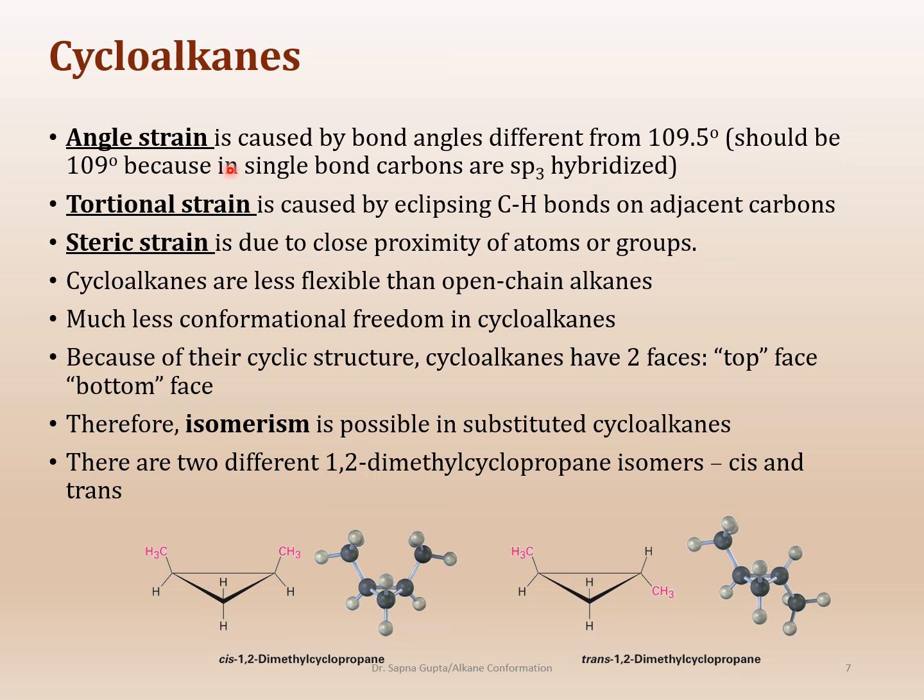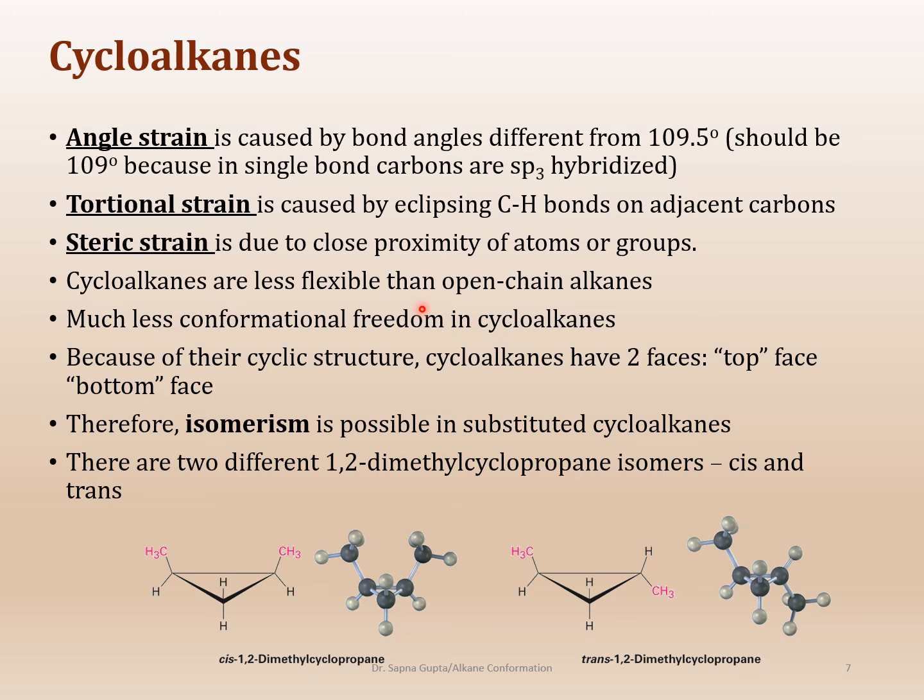So the angle strain occurs because the bonds can be different from 109. All alkanes are sp3 hybridized, so technically their bond angles should be 109. If it is anything different than 109, then it's not going to be very stable, and that is the angle strain. Torsional strain, again, is caused by the eclipsing of the CH bonds. Steric strain, again the same thing, is caused by proximity of large atoms or groups, okay? Or it could be small atoms too, but usually it's the large atoms or the large groups.